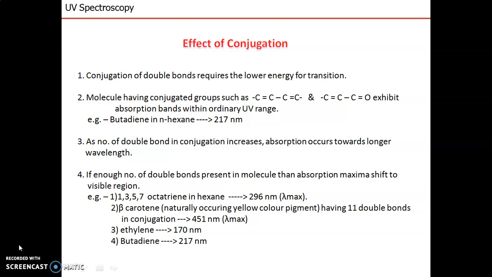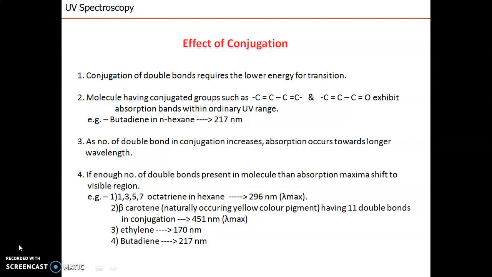Example, butadiene in hexane. It shows absorption at 217 nanometer. As the number of double bonds in conjugation increases, absorption occurs towards the longer wavelength. If enough double bonds are present in the molecule, then absorption maxima shift towards the visible region. Means if the number of double bonds is increasing, absorption automatically shifts towards the visible region, and that solvent or compound is showing color.